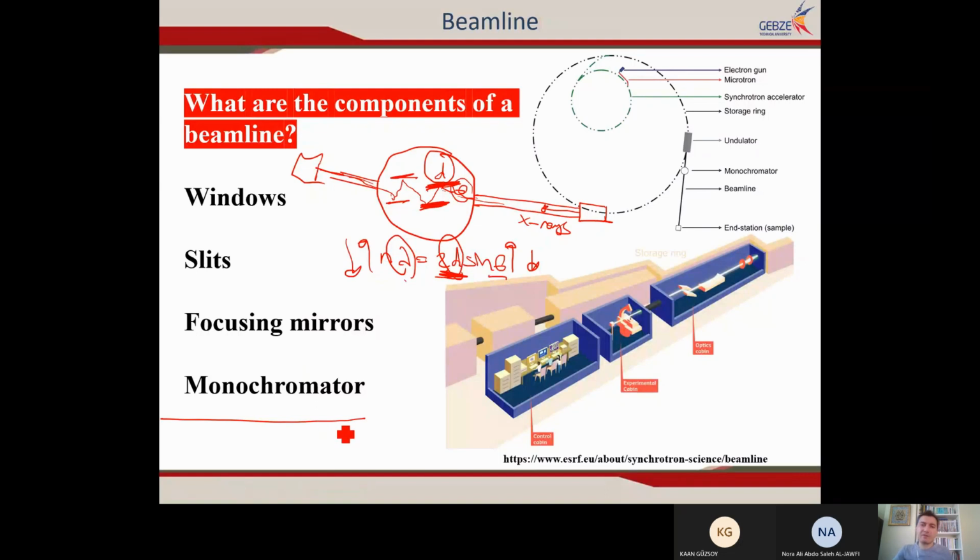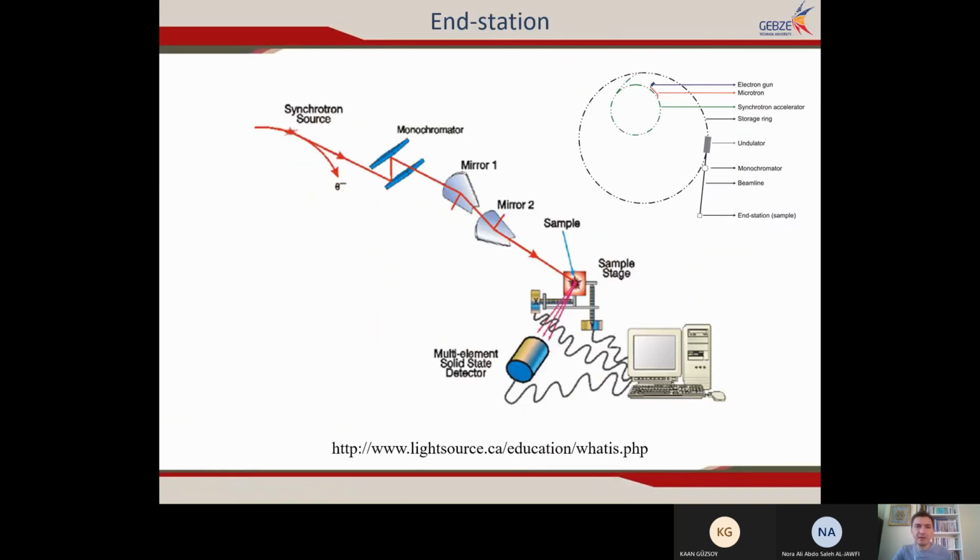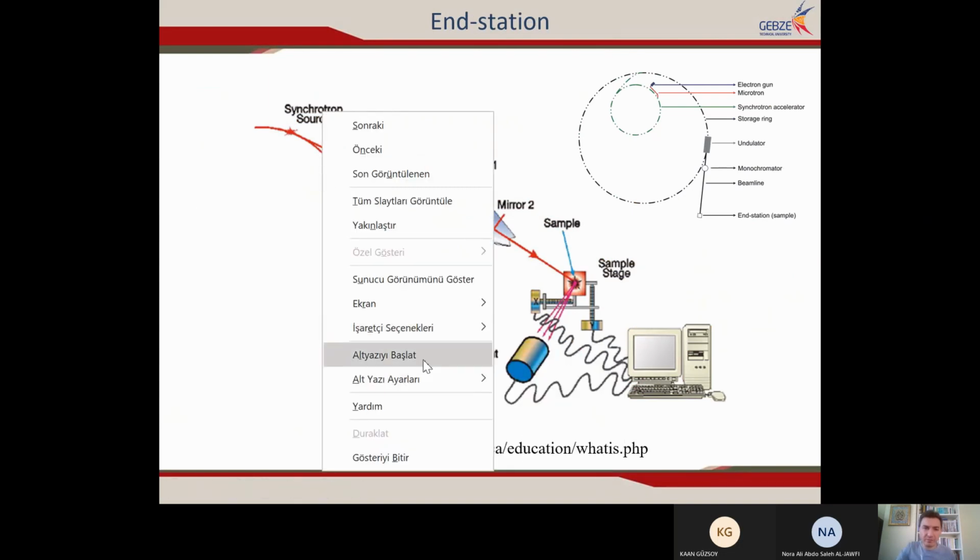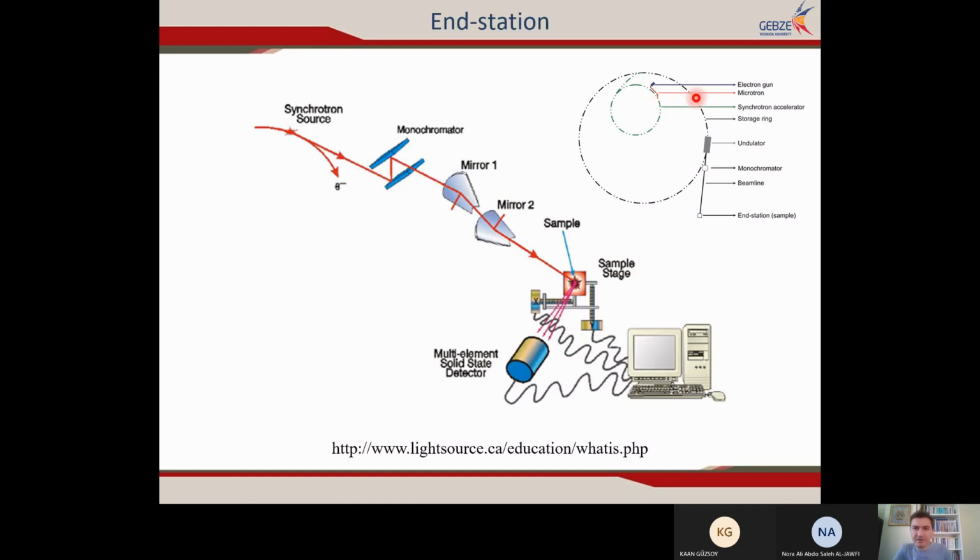Okay, so this is the working principle of monochromator. Then let me finish with end station, the synchrotron part. So this is the storage ring. Within the storage ring, electrons are traveling in a circular orbit. And here in the insertion device, undulator or wiggler or bending magnet, you produce X-rays.